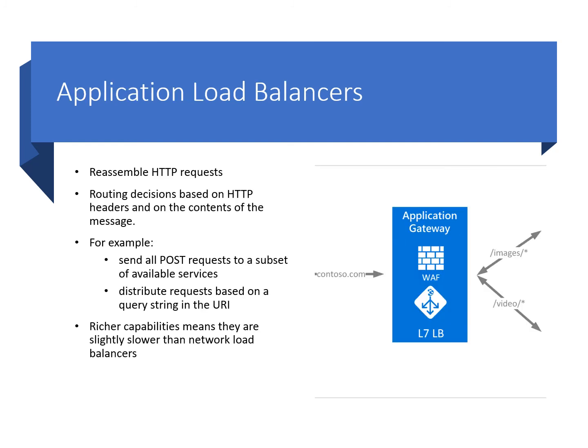In contrast, application-level load balancers reassemble the complete HTTP request and base their routing decisions on the values of HTTP headers and on actual contents of the message. For example, a load balancer can be configured to send all POST requests to a subset of the available services, or distribute requests based on a query string in the URI. Application load balancers are sophisticated reverse proxies. The richer capabilities they offer mean they are slightly slower than network load balancers, but the powerful features they offer can be utilized to more than make up for the additional overheads incurred.